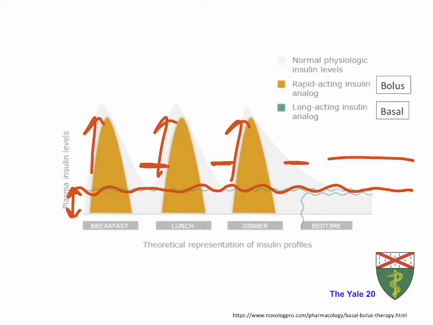And the two different ways that we're going to simulate the insulin production is with a basal or a long-acting, which is this green here, and then with the rapid-acting insulin analog to simulate this.